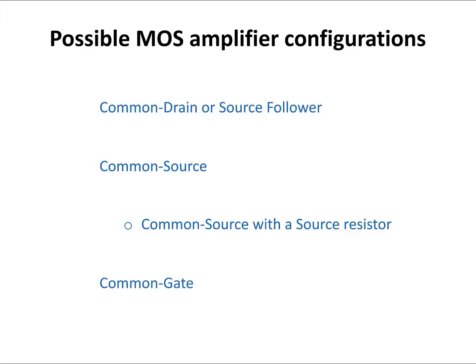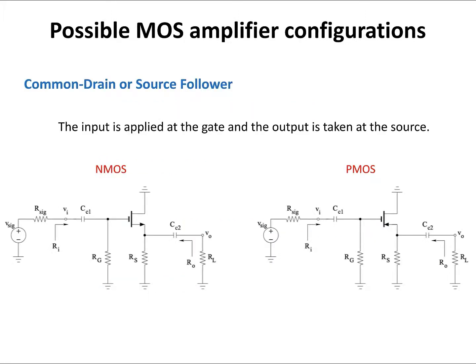For the MOSFET-based amplifiers, there are three configurations: common drain or source follower, common source, and common gate. There's also a modified version of the common source configuration, that is common source with the source resistor. Let's see how they look. In the common drain or source follower configuration, the input is applied at the gate and the output is taken at the source. Just like BJT transistors, we can build this configuration with NMOS transistors or PMOS transistors. We can build all of these MOSFET amplifier configurations with NMOS transistors or PMOS transistors. The same goes for the BJT transistors.